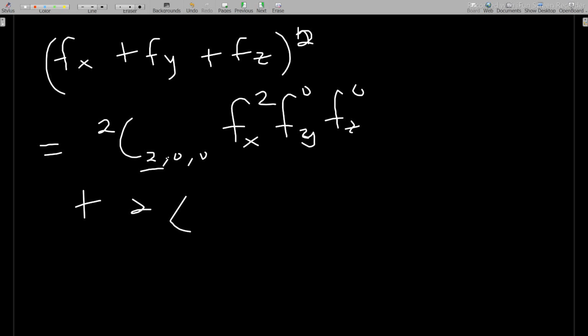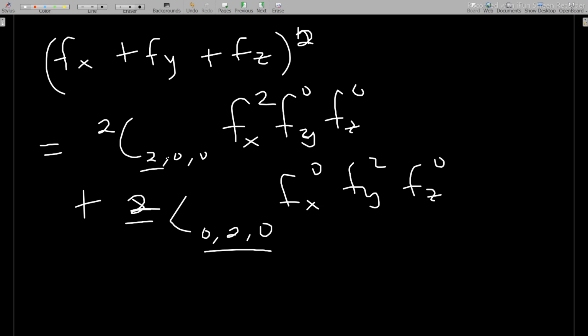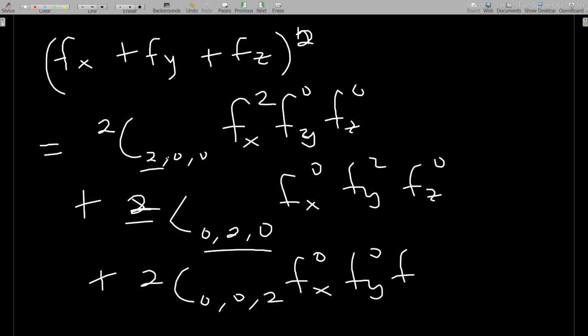So these ones will go, plus 2 combination. You start changing them like that, 2 combination, then I can choose to put 0 here, 2, 0. The idea here is that after everything, when you sum the numbers here, it should be equal to here. Then fx to the power 0, fy to the power 2, fz to the power 0. You continue, plus 2 combination, then you interchange them till you are done with the interchanging of 2: fx to the power 0, fy to the power 0, fz to the power 2. So you see that you have fx squared, plus fy squared, plus fz squared for only this part.